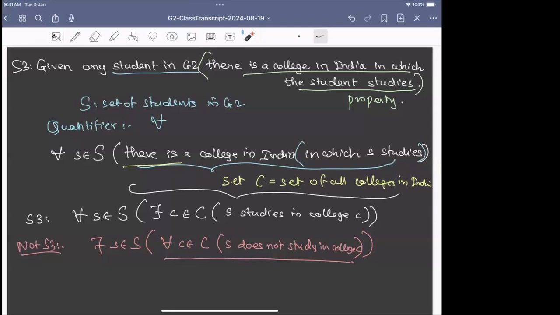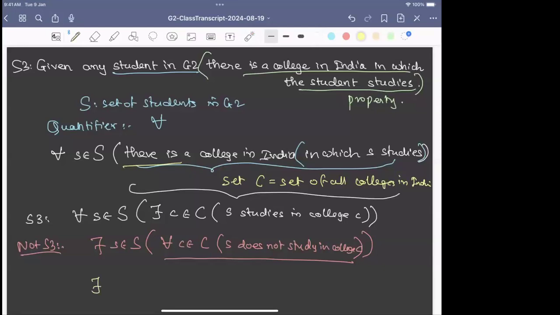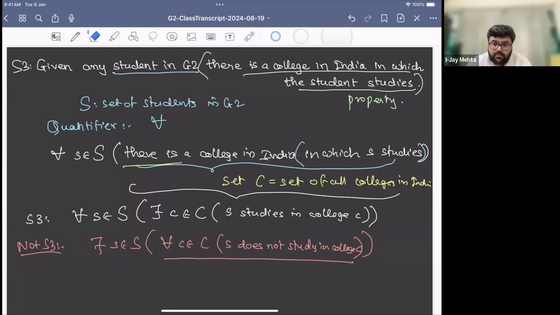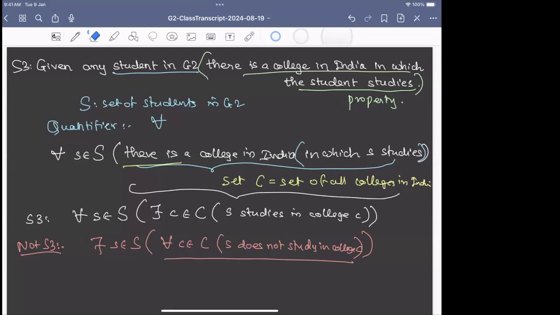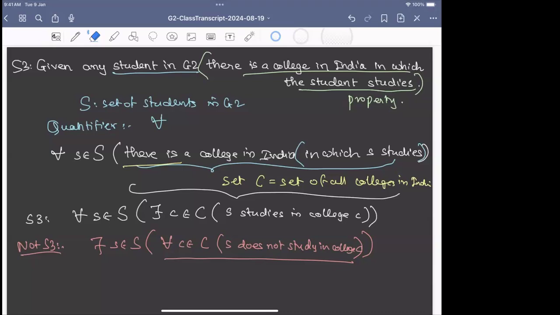Jay, it's almost time. Yes, I will just address one question. Sure. What Maharshi asked, because now we are at this point, and then we'll end in maybe a couple of minutes. Before answering his question, see, if I choose a student, the college depends upon that student, right? Different students may be studying in different colleges. It is possible that all students are studying in one college. That can happen, right? But the C depends upon S.